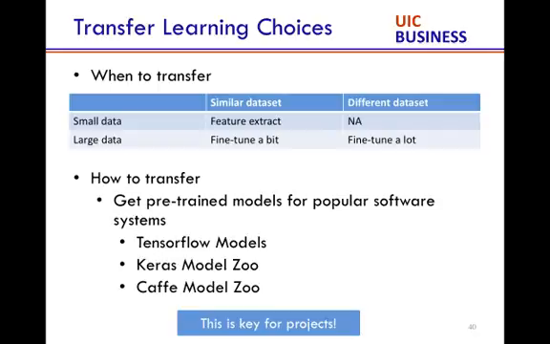So how to transfer? There are lots of pre-trained models available, as I was saying. There are TensorFlow models. Keras also has a bunch of models, and Caffe, which was I guess a somewhat older software system, also has a lot of these state-of-the-art CNNs that you can use, and they're not restricted. And as I said, the CNN features can be used not just for classification tasks, as you saw two slides ago. They're used for a lot of other things like localization, object detection, and so on. And this is going to be key for your projects as well.